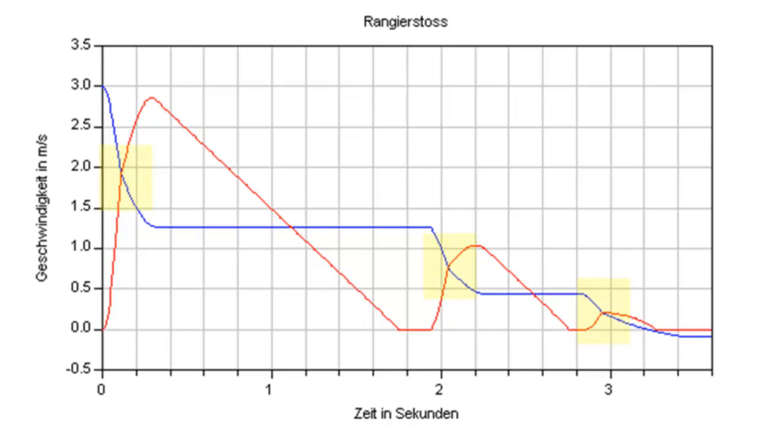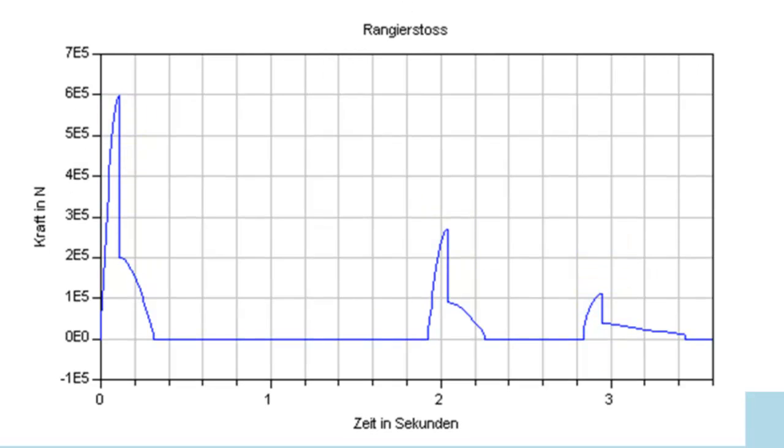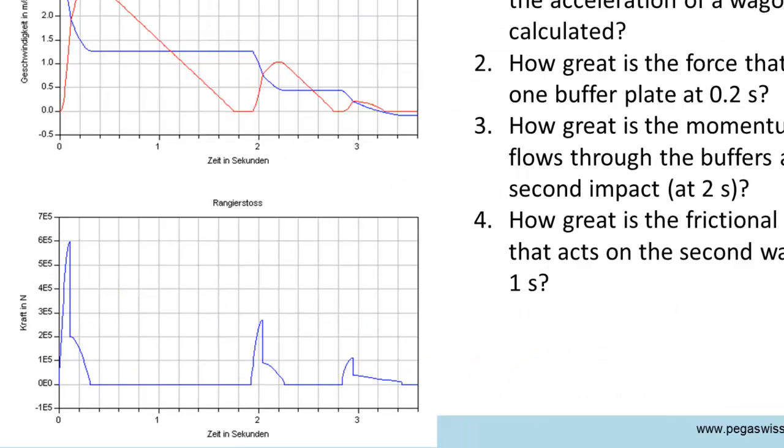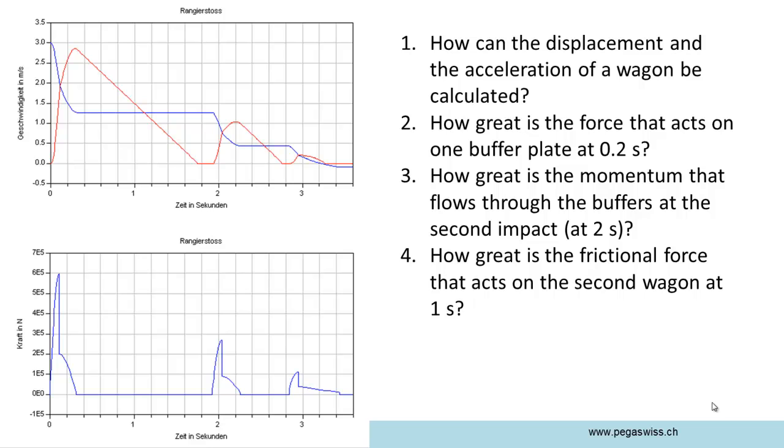At the points of intersection of the two curves, the buffers are compressed most. The lower diagram shows the behavior of force in relation to time. It is clearly visible that the force is greater when the buffers are compressed than when they are returning to their initial position. This example allows us to ask some questions.